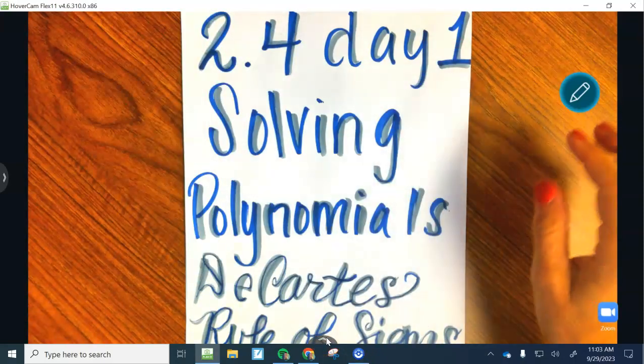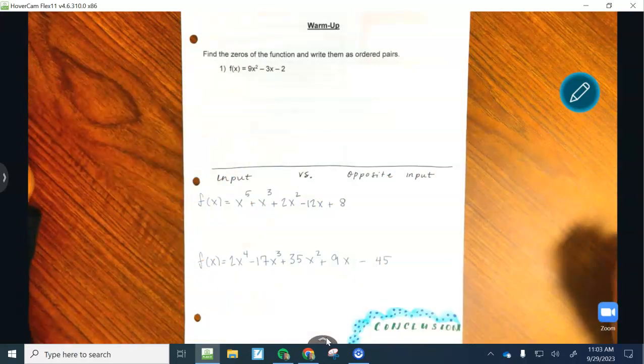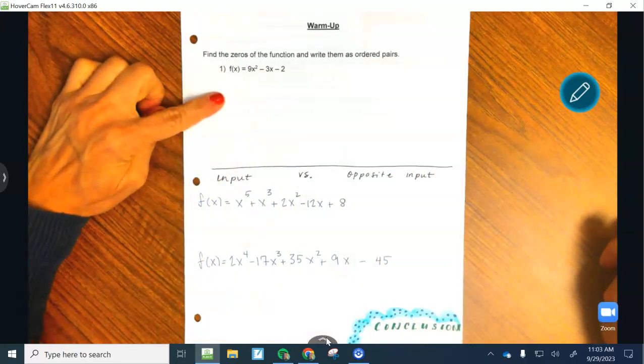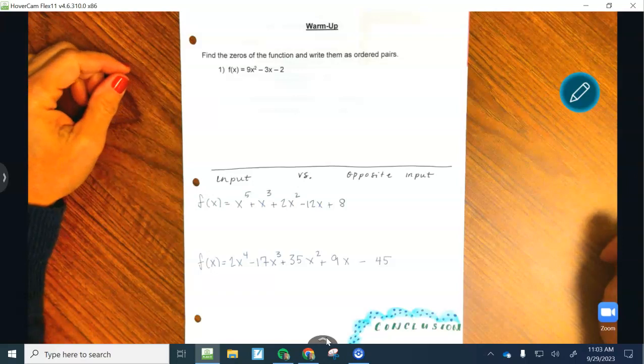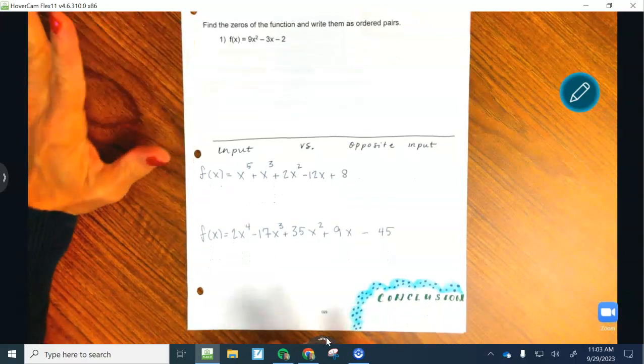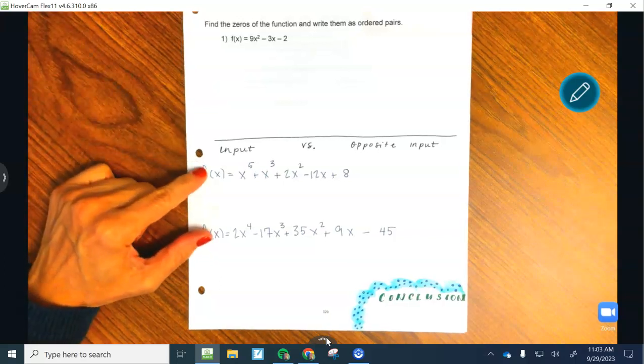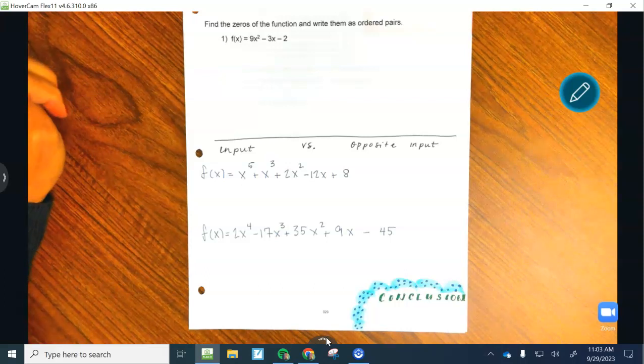Day 1, Descartes' Rule of Signs when we're solving polynomials. The first thing that we're going to do is complete this warm-up. Make sure that you do the beginning of the warm-up. You're going to show that for a grade. And then when you are ready to proceed, go ahead and stop the video now. When you are ready to proceed, copy these down and then hit play, and I'll talk about what we're going to do.